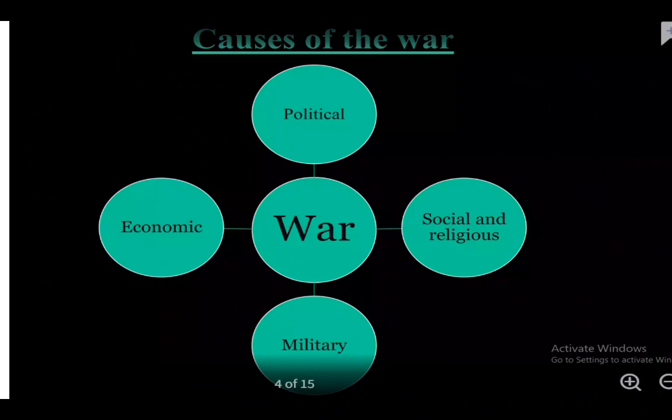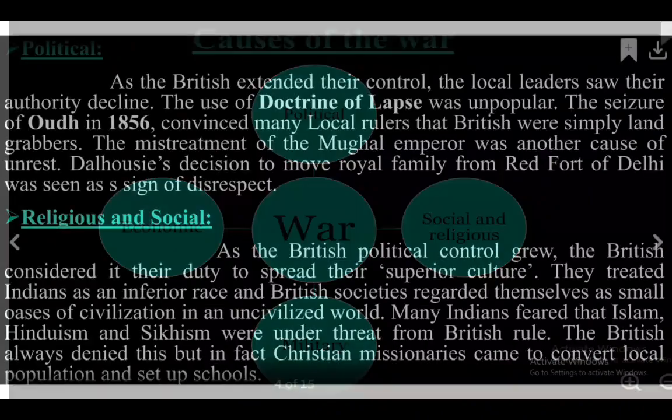Now, if we talk about the causes of the war, there were four or maybe five kinds of reasons for the cause of the war. Firstly, political, economic, military, social, and religious reasons.